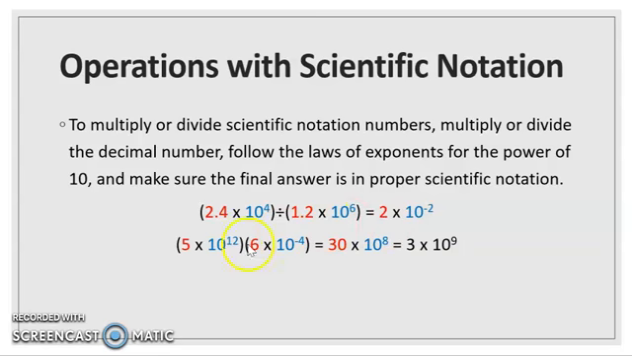When multiplying, I have 5 times 10 to the 12th times 6 times 10 to the negative 4. So I'm going to do 5 times 6 is 30. 10 to the 12th times 10 to the negative 4th is 10 to the 8th because I add the exponents. Then I need to check this and see that 30 is too big to have here. So I need to move the decimal point one place over and change the power on my 10.